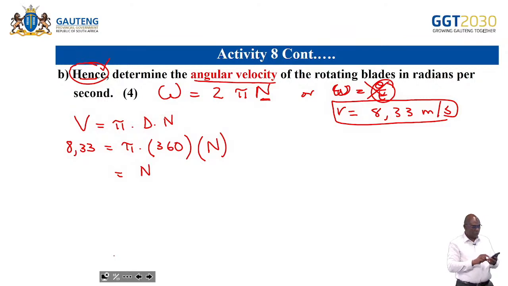Okay, so it will be 8.33, then we divide that by pi, because I need n here, and then divide that by 360. Which is going to be 0.007365. So that will be revs per second. Remember, I'm having that one.